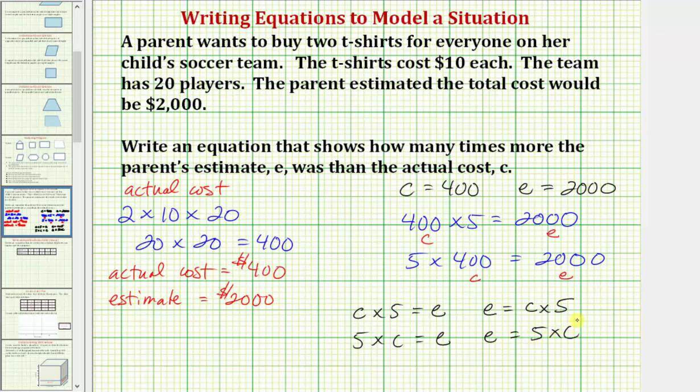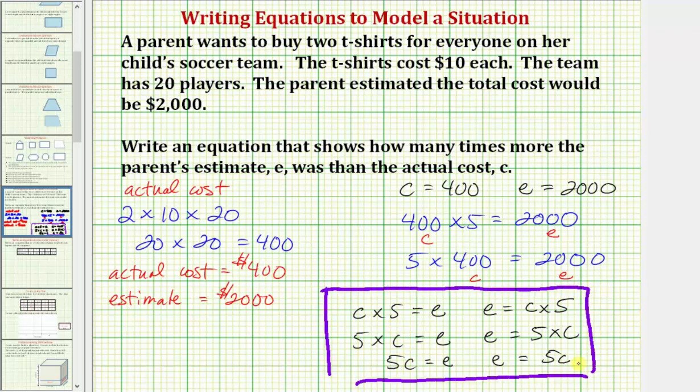Yet another way to express these equations would be to express C times 5 and 5 times C as just 5C. So these 4 equations would be correct, but so would 5C equals E or E equals 5C. All these equations are equivalent, and therefore they would all be correct. Each of these equations states that the estimate is equal to 5 times the actual cost.